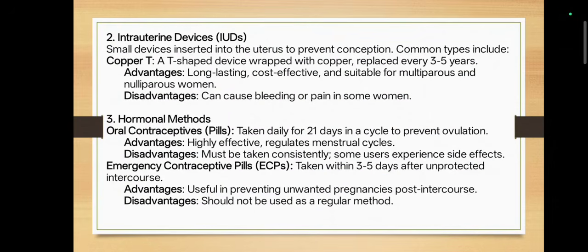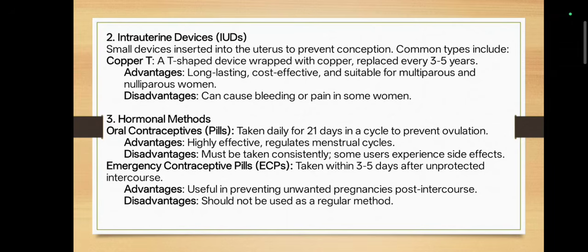Intrauterine devices. Its example is copper T, which is a small T-shaped device inserted into the uterus. It releases copper ions that are toxic to sperm, preventing fertilization. It is long lasting, cost effective, and suitable for both women who have had children and those who have not. However, some women may experience side effects such as bleeding or pain. Each method has its own advantages and disadvantages.